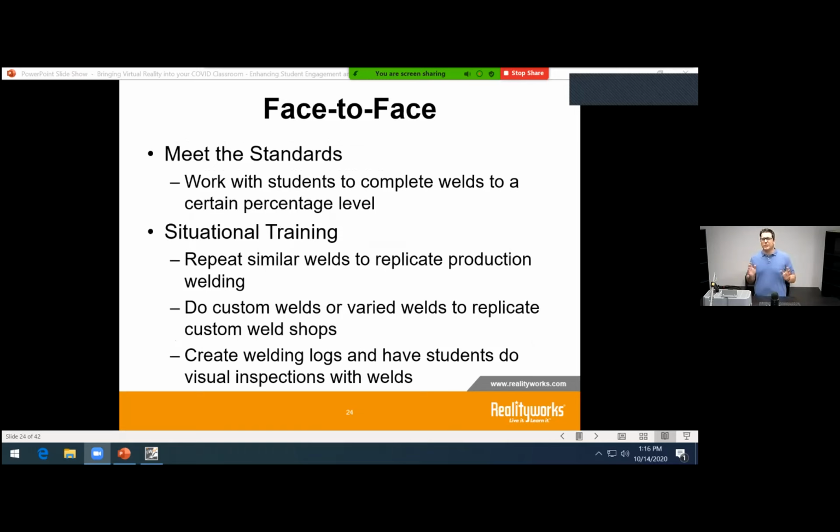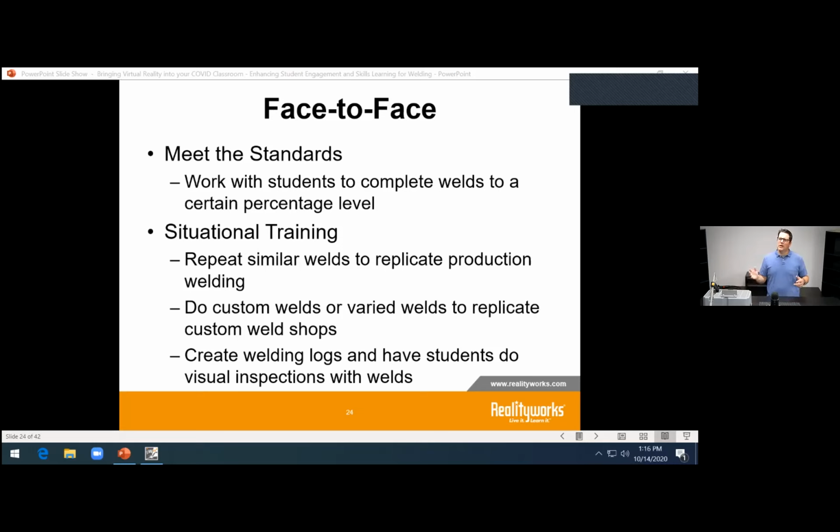All right, now let's get into how do we help in the different areas. We talked about face-to-face, we're going to talk about remote, and we're going to talk about demos. So first thing with face-to-face, the ability to meet the standards. Work with students to complete a weld with a certain percentage. All of the welding that you do in the virtual world with guideWELD gives you a percentage on every single weld. Have students meet certain levels or standards, 80%, 85% before they can move on to a new weld.